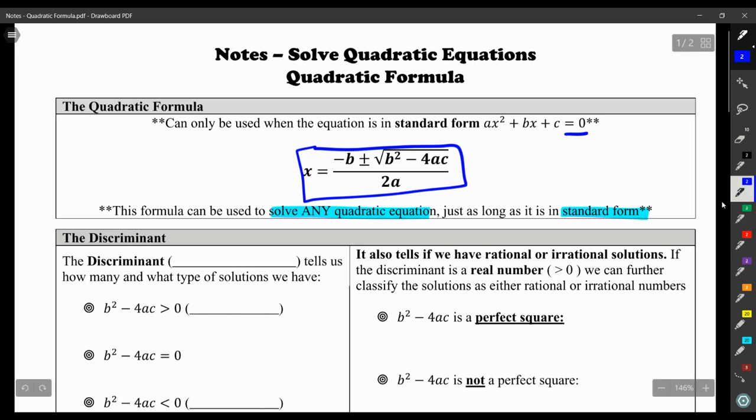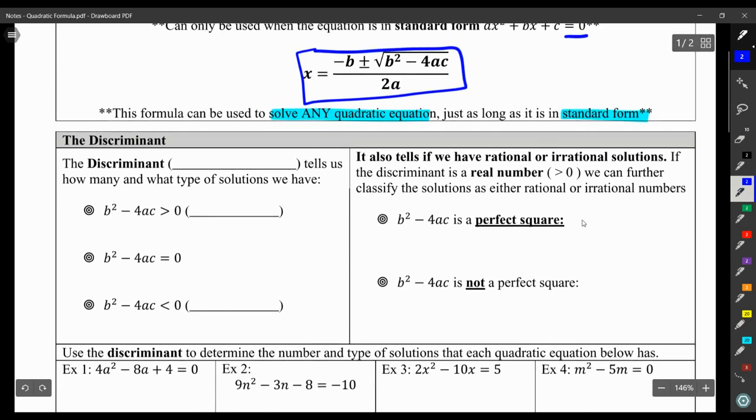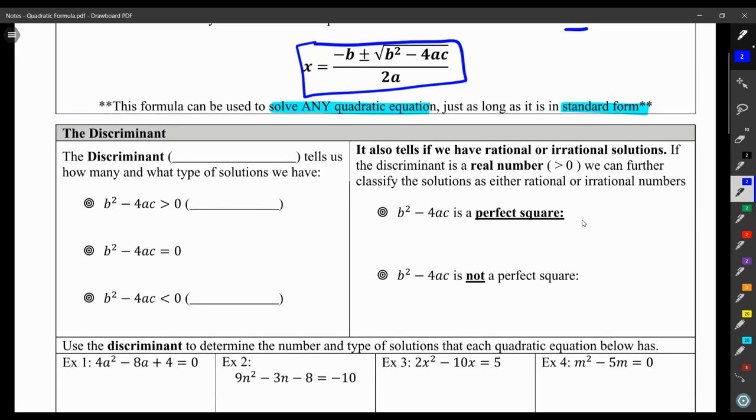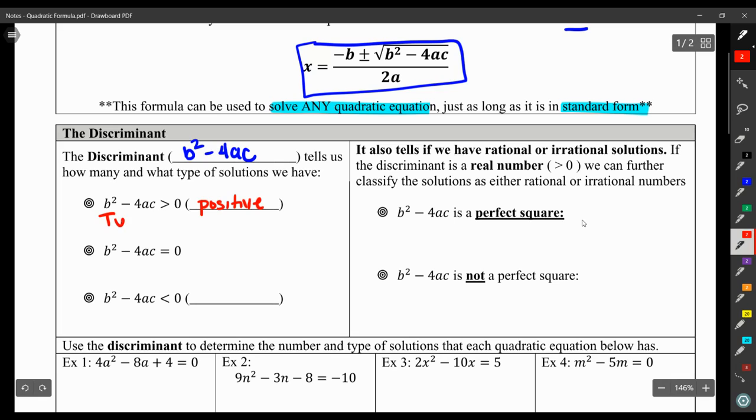Before we start solving, let's talk about one piece of the quadratic formula called the discriminant. The discriminant is only the part underneath the square root, b squared minus 4ac. That tells us how many and what type of solutions we have. The first case is if b squared minus 4ac is larger than 0, so that means if it is a positive number, we have two real solutions.